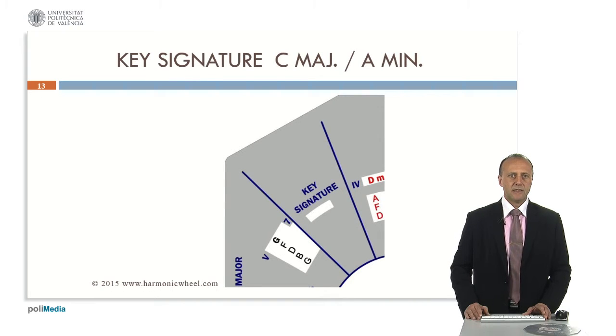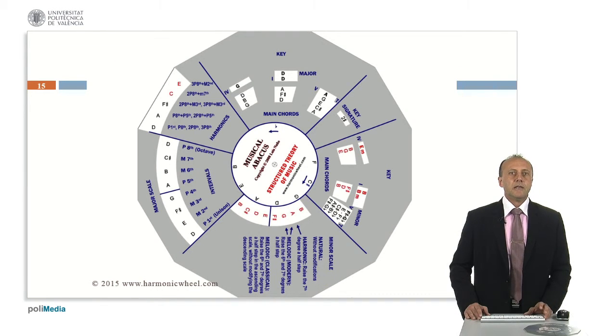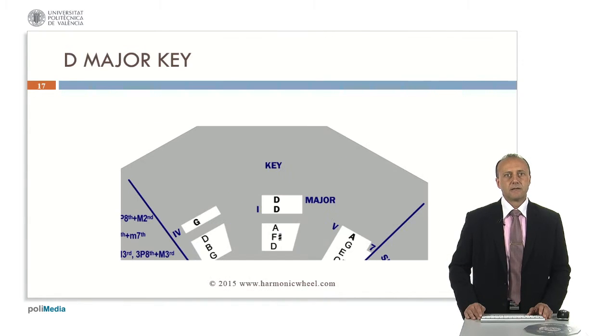The key signature in C major, A minor has no accidentals. In the central part of the abacus, we find the order of sharps and flats. Here, this side the sharps, and here the flats. Now we can choose any other key, for example here D major and its relative B minor. Here is B minor, we rotated the disc 90 degrees.